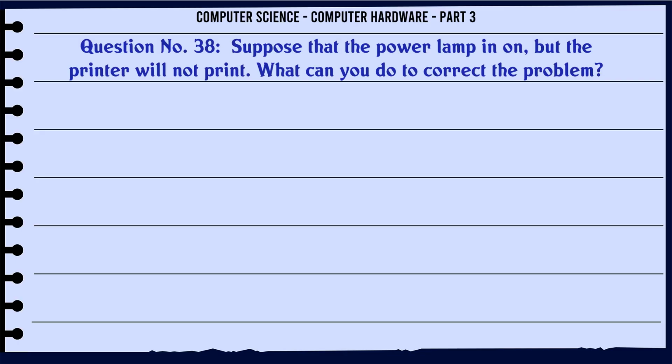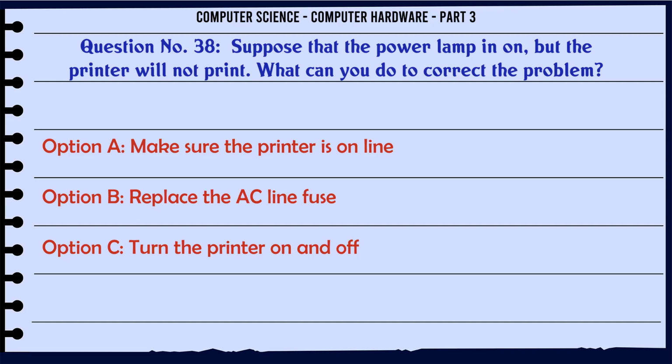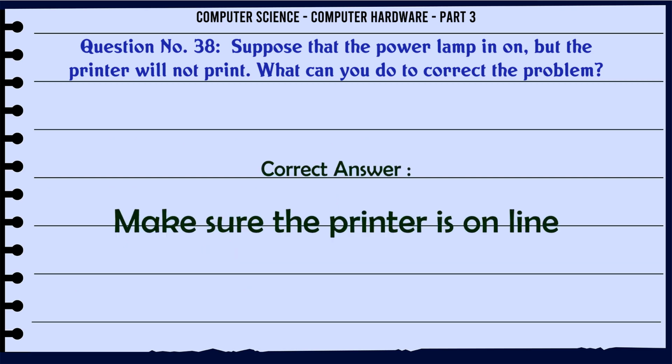Suppose that the power lamp is on but the printer will not print. What can you do to correct the problem? A. Make sure the printer is online. B. Replace the AC line fuse. C. Turn the printer on and off. D. Replace the ribbon. The correct answer is make sure the printer is online.